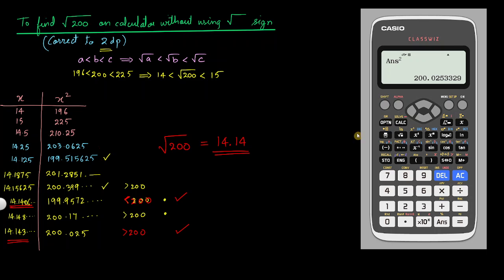Let us just calculate the square root of 200 and see. Square root of 200 is equal to, yes, indeed we can see that it is 14.14 if we round it up to the second decimal place.